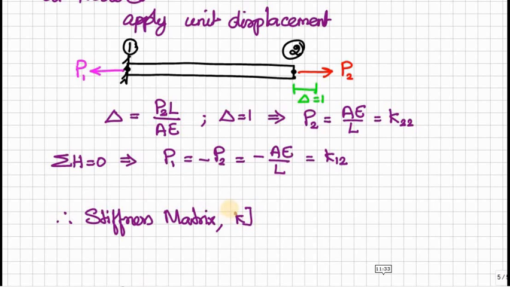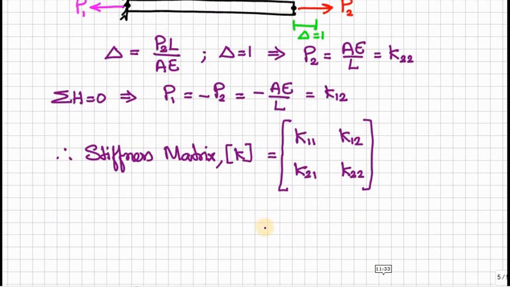So stiffness matrix K is equal to K11, K12, K21, K22, because we have only 2 nodes, 2 degrees of freedom. Only axial force is acting. Therefore, AE by L is a common term, so we can take it out. Therefore, AE by L into [1, -1; -1, 1]. So this is the stiffness matrix for a truss element.